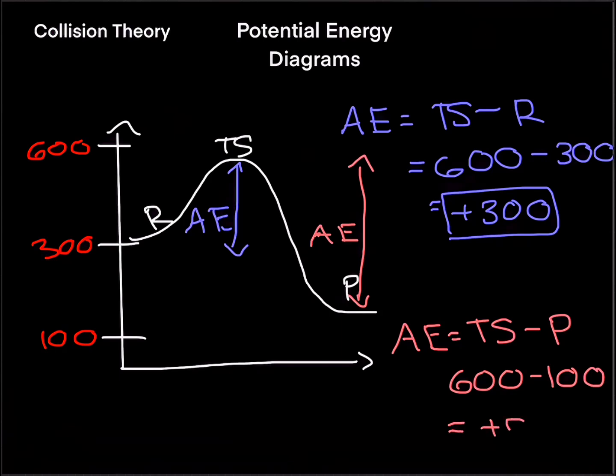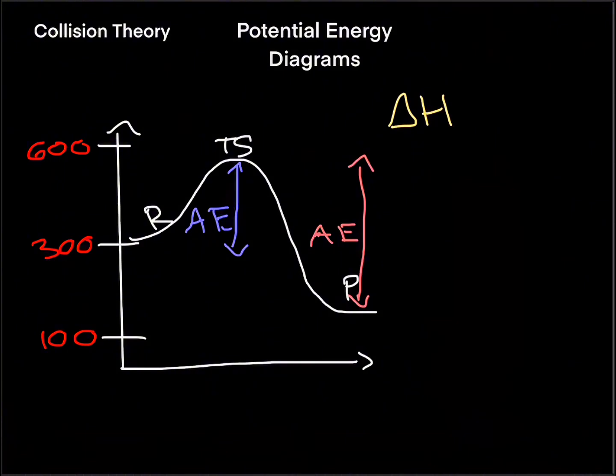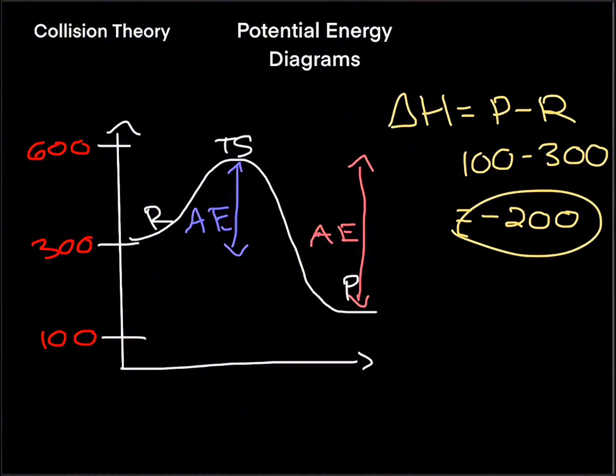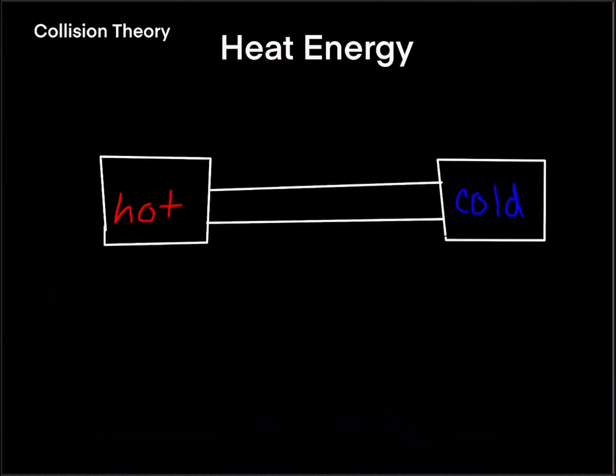Now, if we want to calculate the enthalpy, delta H, it's going to be the potential energy of the products minus the potential energy of the reactants. Products have a value of 100 and the reactant is 300. So because the products are in a lower energy, it's going to be negative 200, and that's the enthalpy for the reaction. Since the number is negative, we can assume that this reaction is exothermic.